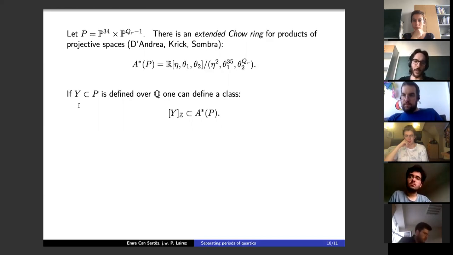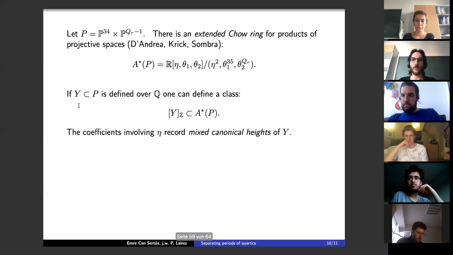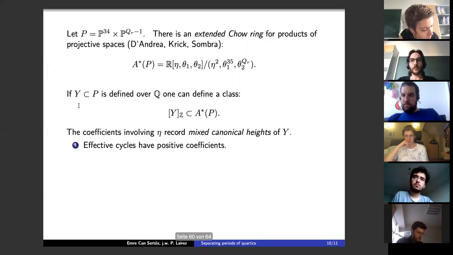Okay, so this is a very, very long story. This paper is 70, 80 pages long and builds on their previous work. So this is deep work by them. But I summarize this 80-page paper with 4 bullet points. These are the key properties that you need in order to work with these extended Chow rings.